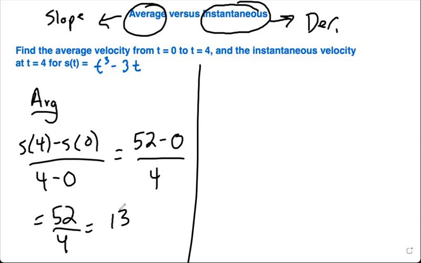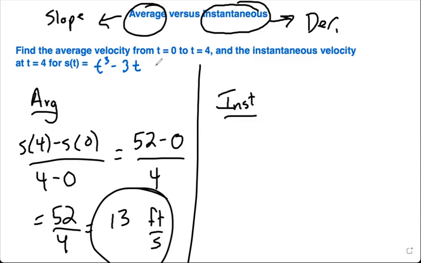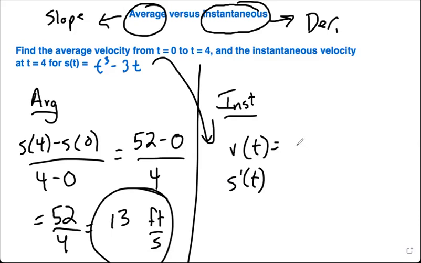And if they use standard units, it'd probably be something like feet per second. They'd have to tell you the units, but that's usually what it is in this course. Now, the instantaneous velocity, you do take the derivative now because it's that one instance in time. The derivative of position is velocity, so you could put v of t. You could also put s prime of t, same idea, is 3t squared minus 3.